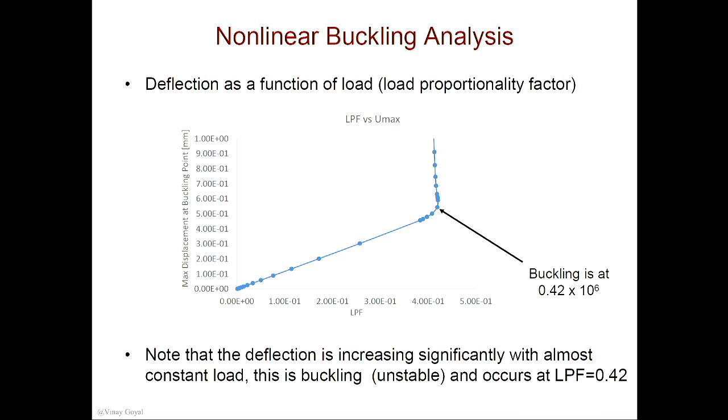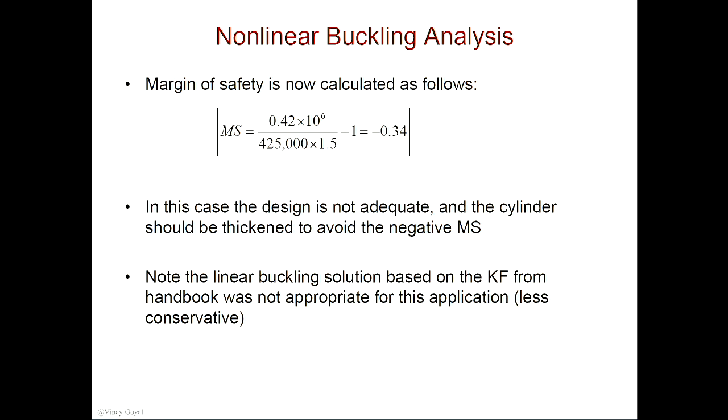That's 40% is what we're getting of the 1 million pounds. And so now I can write my margin of safety is 0.42 times 1 million pounds. So I get 0.42 times 10 to the 6th. The limit load for my design for flight environments, I'm going to say is 425,000. Factor of safety is 1.5. And my margin of safety is minus 0.34.